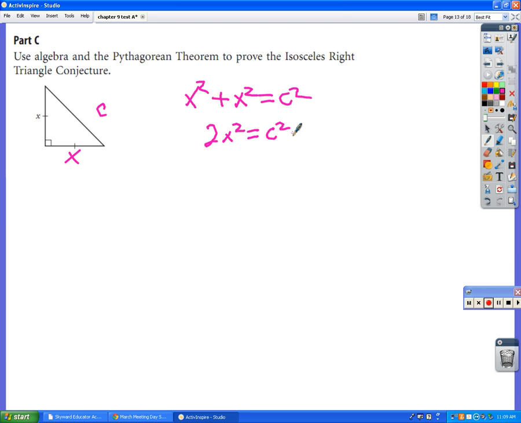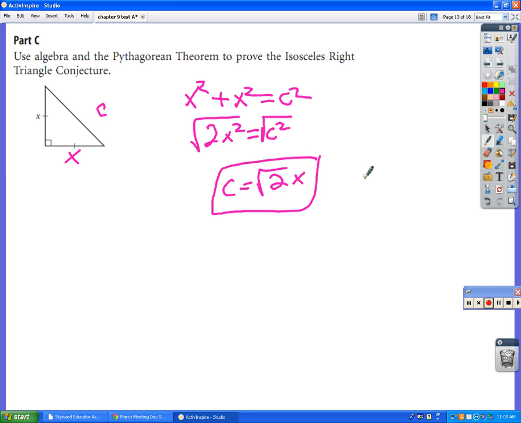What you just figured out is that if you know the hypotenuse and you want the leg, divide by the square root of 2. But we want to get the c by itself, so you have to square root both sides. So the square root of c squared is c. And the square root of 2 we don't know, so I'm going to leave it as the square root of 2, and the square root of x squared is x.